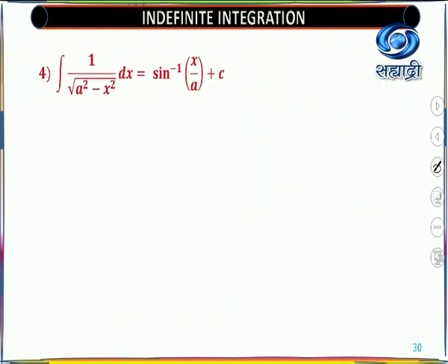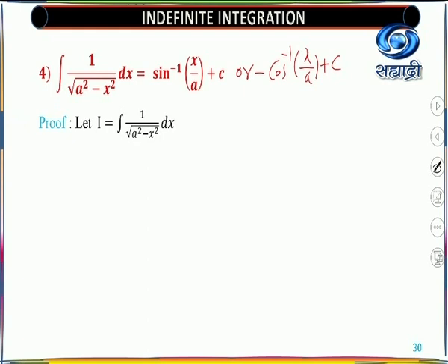Okay, so now we'll start with our fourth example, that is nothing but integral 1 upon root of a square minus x square dx equal to sine inverse x upon a plus constant of integration. Now here you can also get this as minus cos inverse of x upon a plus constant of integration, because it depends upon the substitution. So we'll look at that also.